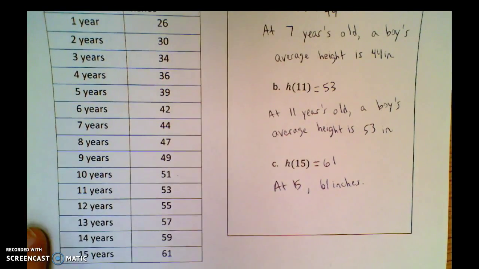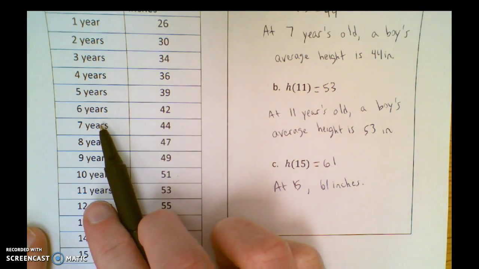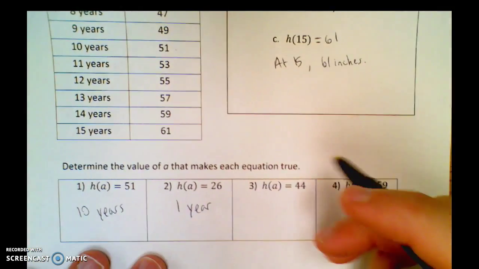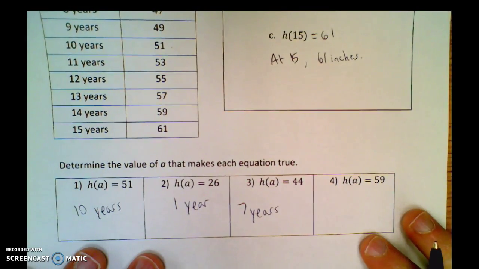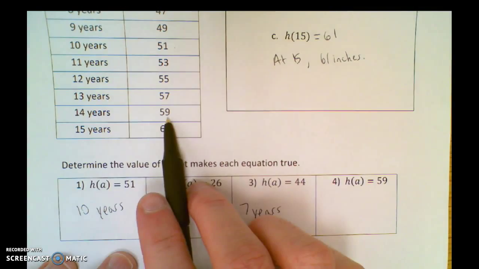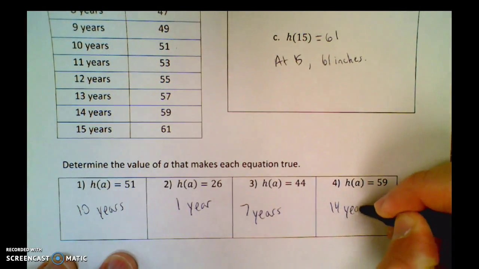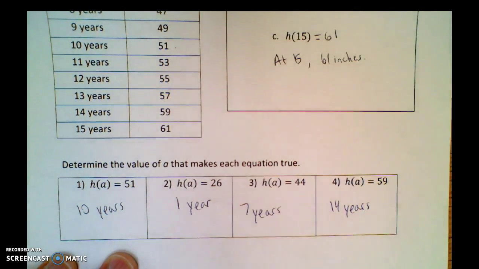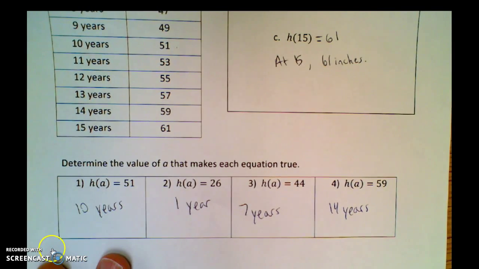The next question asks for 44. So what is the input for 44? The input is 7 years. So you have to be 7 years old to have an average height of 44 inches. Last one is 59. So what is the input at 59? It's 14 years. Now try the stations and the practice problems involving interpreting function notation using graphs, tables, and equations.